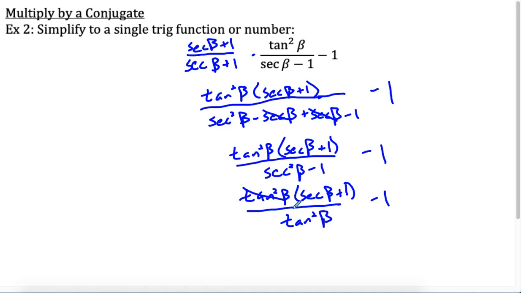Now, these tangent squareds cancel, and I am just left with secant of beta plus 1 minus 1. Obviously, plus 1 minus 1 cancels out, and I am just left with secant of beta. So this whole ugly thing at the beginning just ends up being equal to secant of beta. Obviously these ones are a little bit more involved than the ones that we did in part 1, but the important thing is just to start trying something. You may get to a dead end. Then try a different strategy.